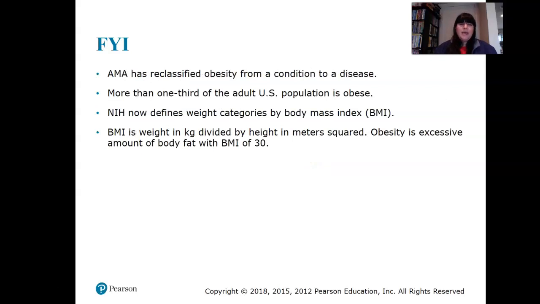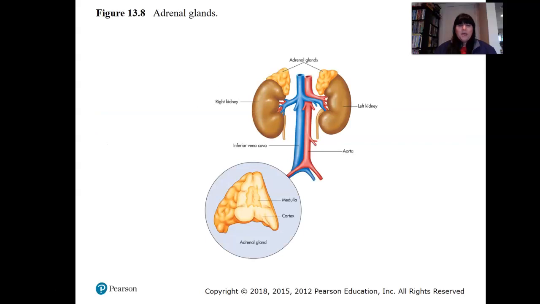All right. AMA has reclassified obesity from a condition to a disease. More than one third of adults are obese. NIH now defines weight categories by body mass index, the BMI. So, BMI is weight divided by height in meters. Obesity is excessive body weight, BMI of 30 or higher.